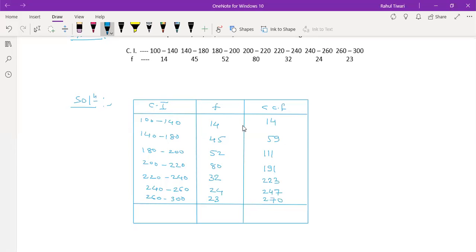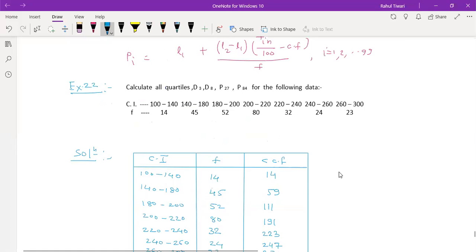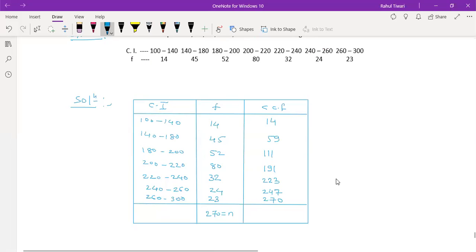So I think the total will be 270. Just check it, which is your n. N is the summation of f. Is that matching? Yes, sir. Now based on what is being asked, you can calculate the answers for that.